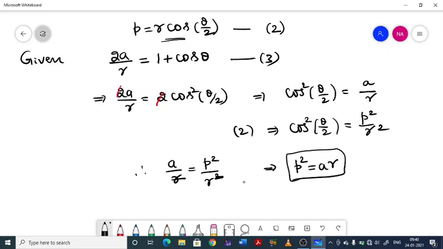So this is the pedal equation of the given equation 2a by r equal to 1 plus cos theta. So this is the equivalent pedal form.